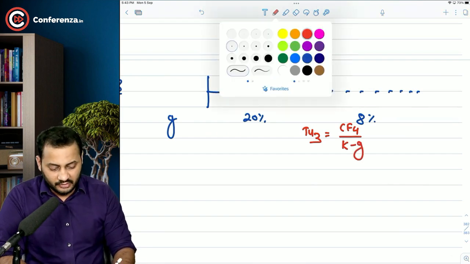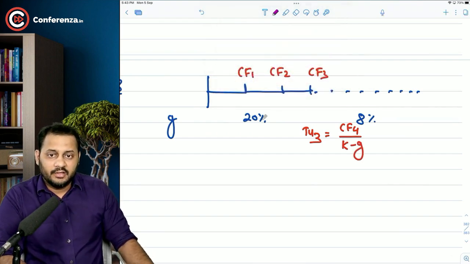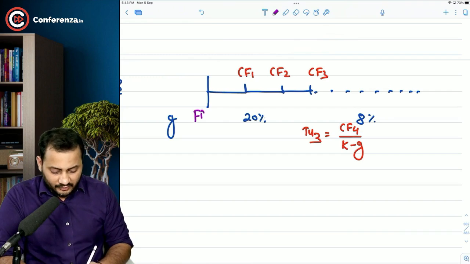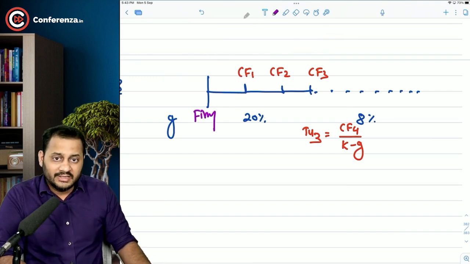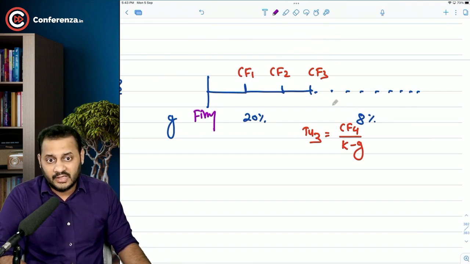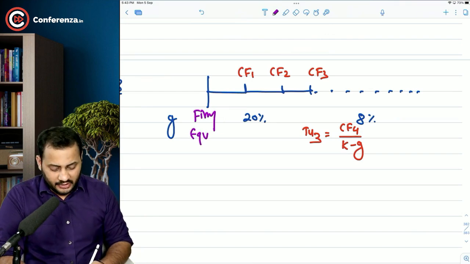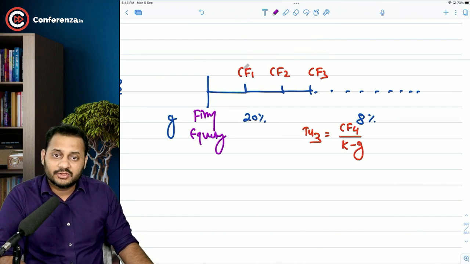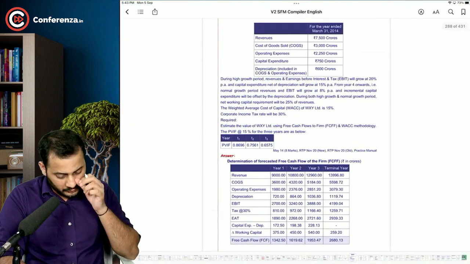Now understand a few more things. If you have been asked to calculate the value of the firm, then all these cash flows will be the cash flows to firm, and this will be the overall cost of capital, KO. But if this is equity, then all the cash flows have to be related to equity, and this will be the cost of equity, K. Okay, have a look.